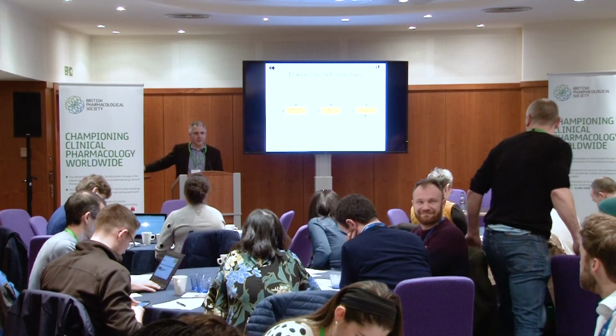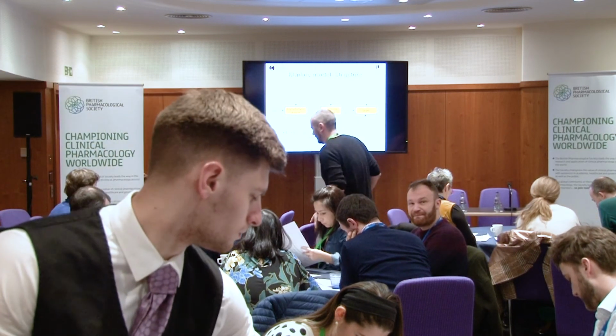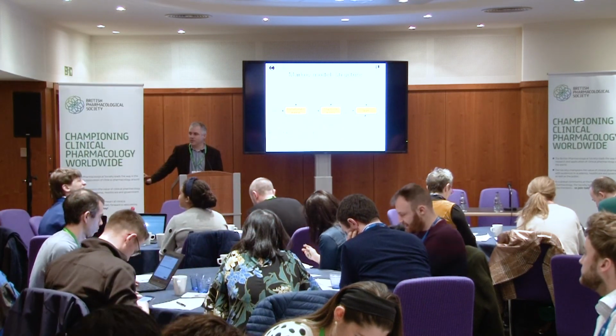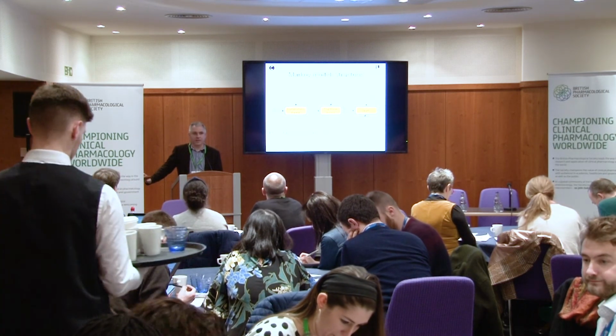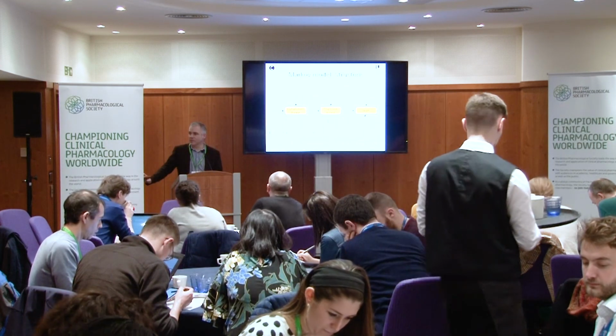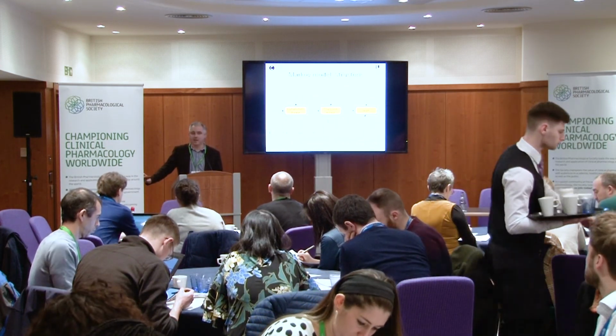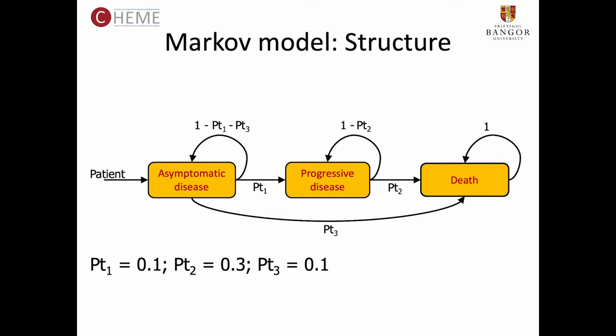So this is where we got the numbers. You've got these probabilities given to you. You've got 10% probability of progressing from the asymptomatic disease state, 30% probability of dying from that progressive disease state, and 10% probability of dying within a given cycle from the asymptomatic disease state. From those numbers, you can calculate the other probabilities, which are 0.8 and 0.7, with a 100% chance of you remaining in the death health state, obviously.